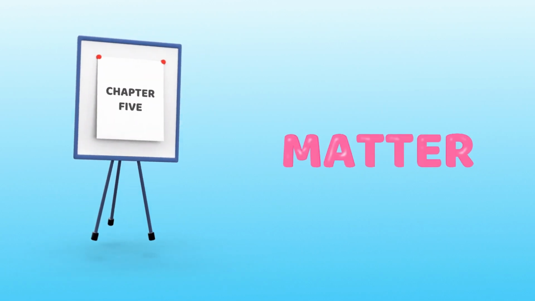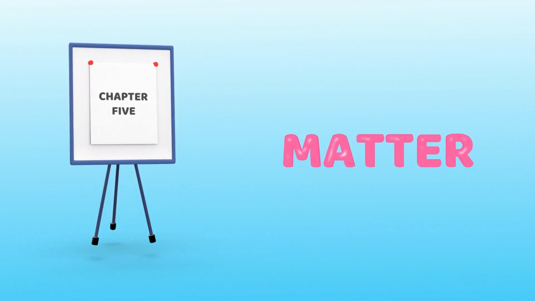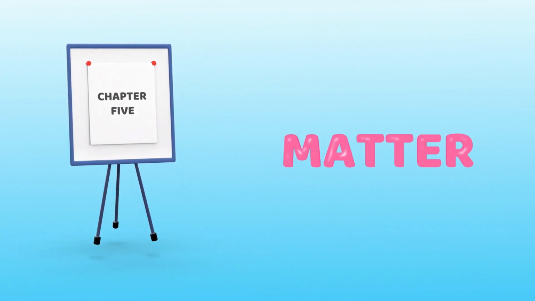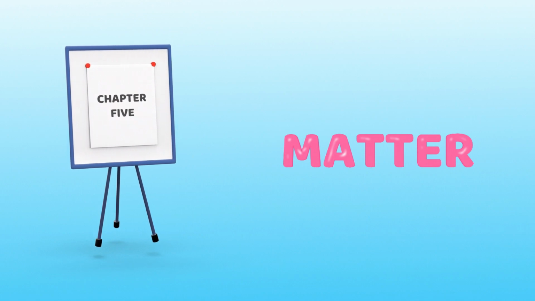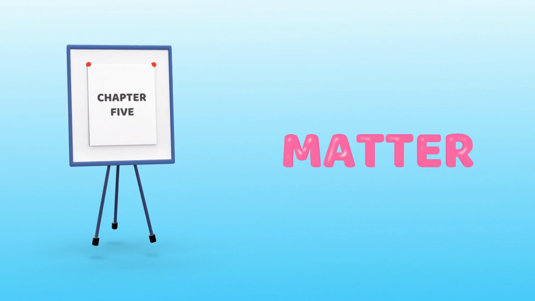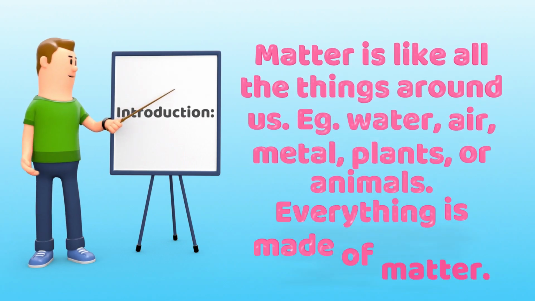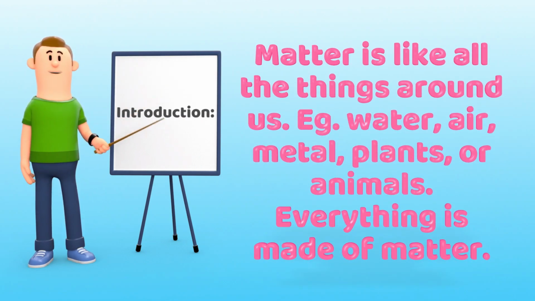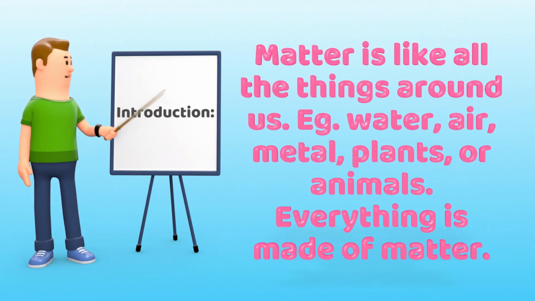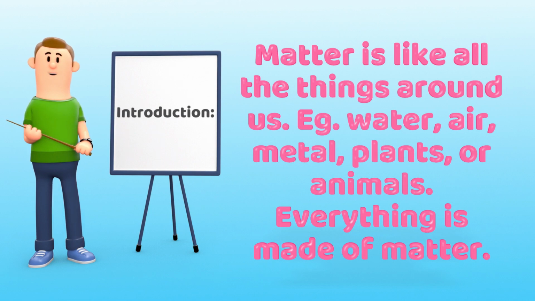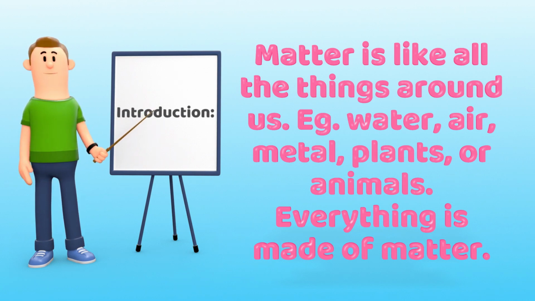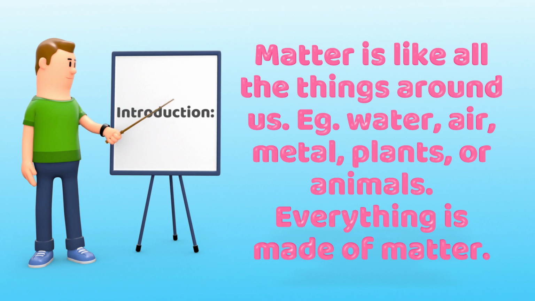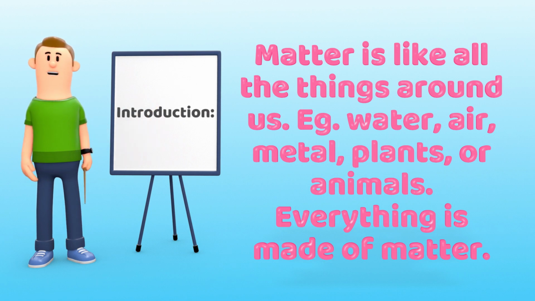Hello students, we are now going to start chapter 5. This is on matter. I hope you will enjoy this topic. Welcome. Generally speaking, we can say that everything around us is made of matter. Things like water, air, metal, plants or animals are all matter.